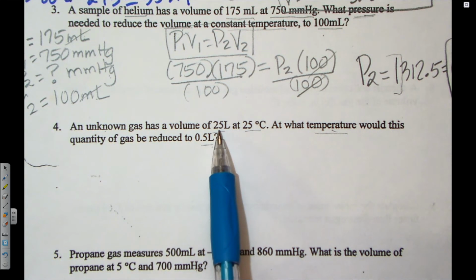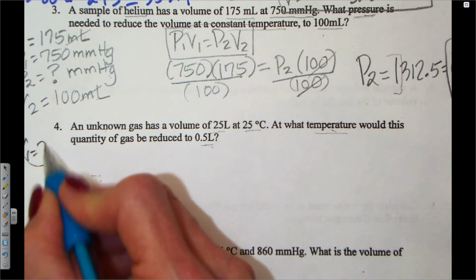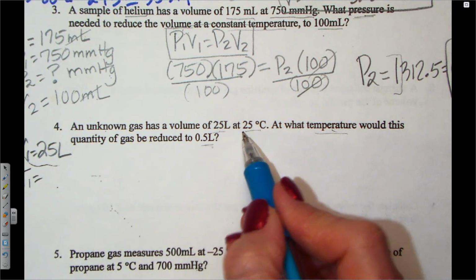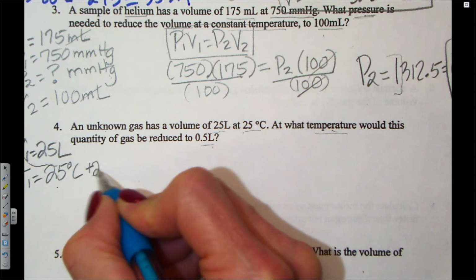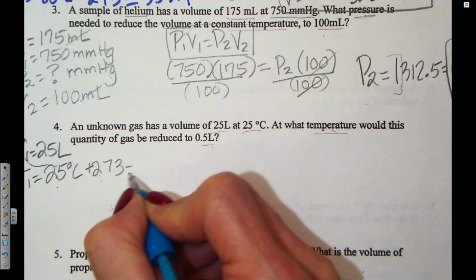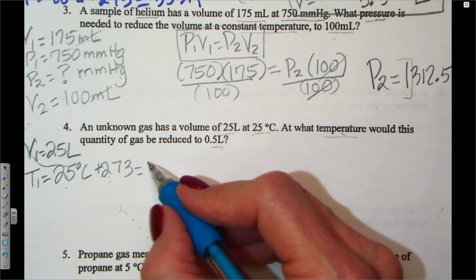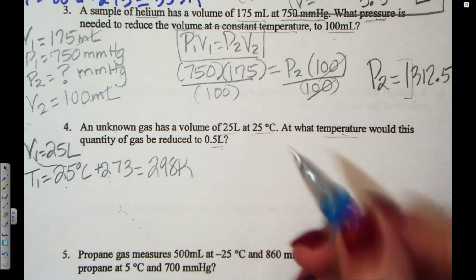So let's list our givens. We have 25 liters. We're going to call that V1. T1, 25 degrees Celsius. Now remember, you cannot leave your temperatures ever in Celsius. You have to go to Kelvin for all gas laws, no matter the gas law. So that's going to give us 298 Kelvin.